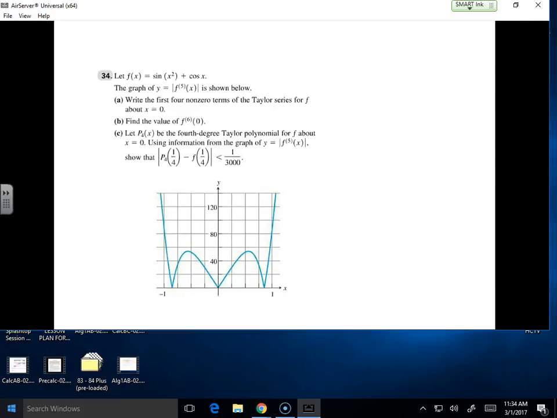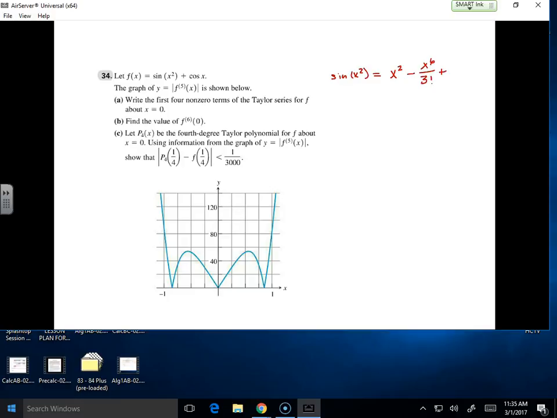How are we going to find the first four non-zero terms? Can we do them separately and add them together? What would sine of x squared be? Sine is odd, right? So you're going to start with x and plug in x squared. Then x squared cubed would be x to the 6th, over 3 factorial.